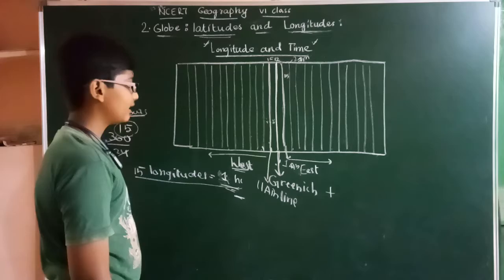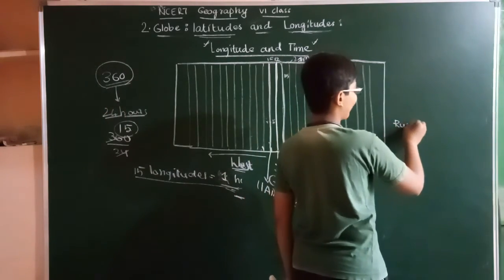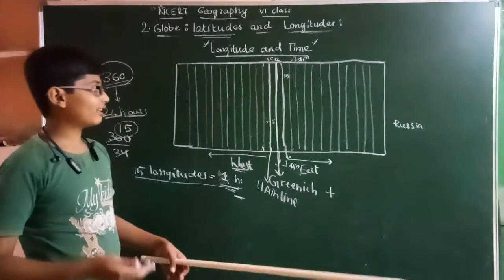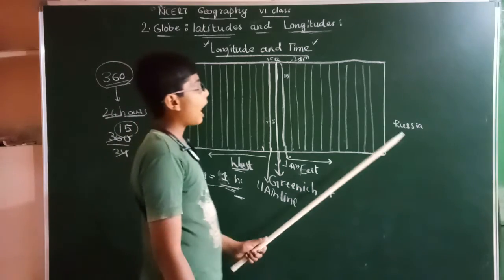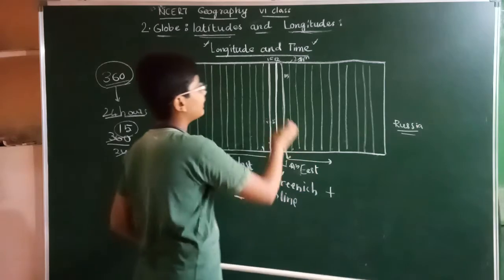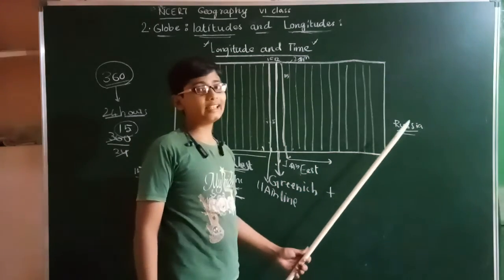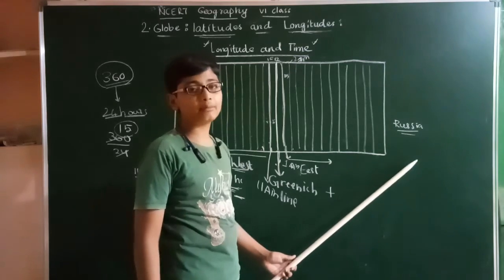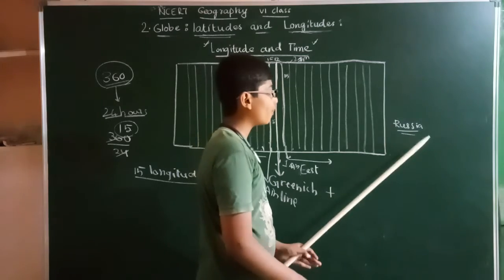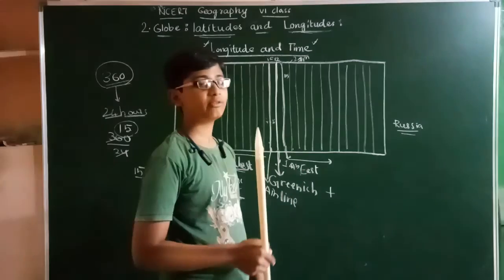Then you will get a doubt. Suppose there is a place like Russia. Russia is a vast country, the country covering the largest area. Then how do we tell the time of Russia? Many longitudes pass through Russia, so there will be differences in time. Then how can we know the time of a place?